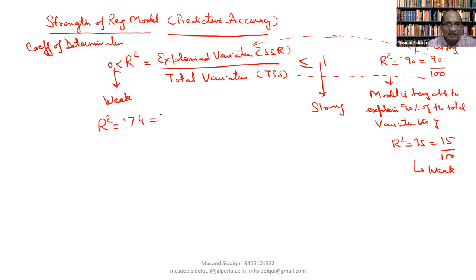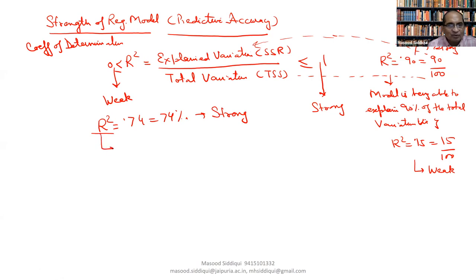0.74 means it is having a predictive accuracy of 74%, or our proposed model is able to explain 74% of the explained variation. So we can say that our proposed model is good, or the proposed model is strong. So this is R square, right? So this is the concept of R square.